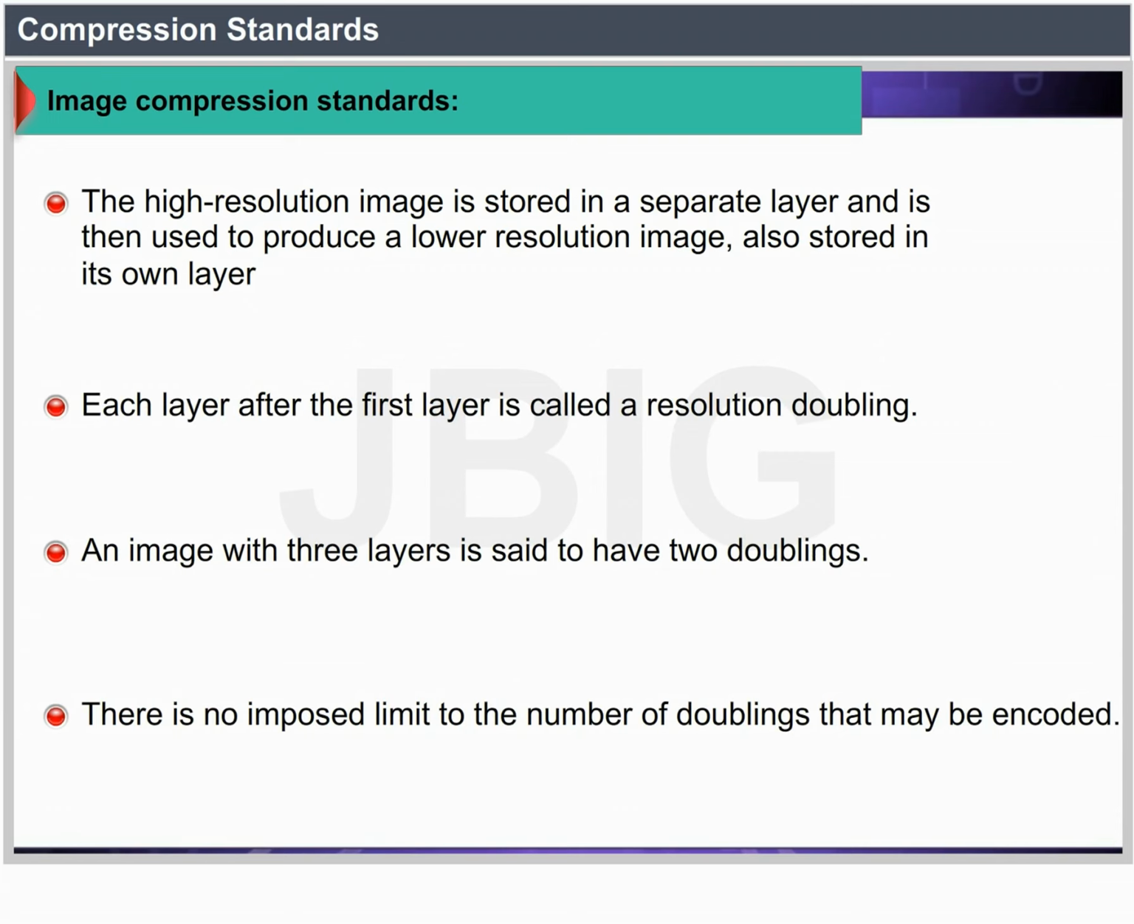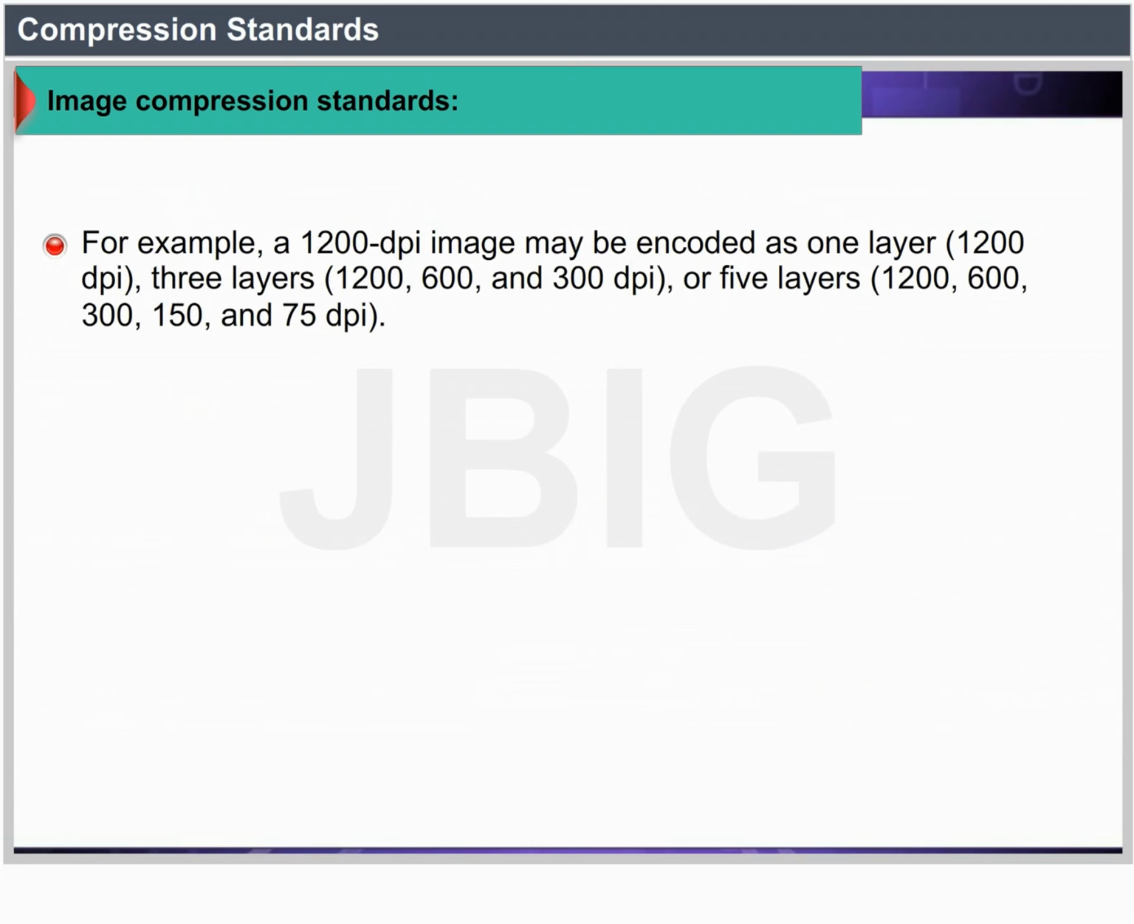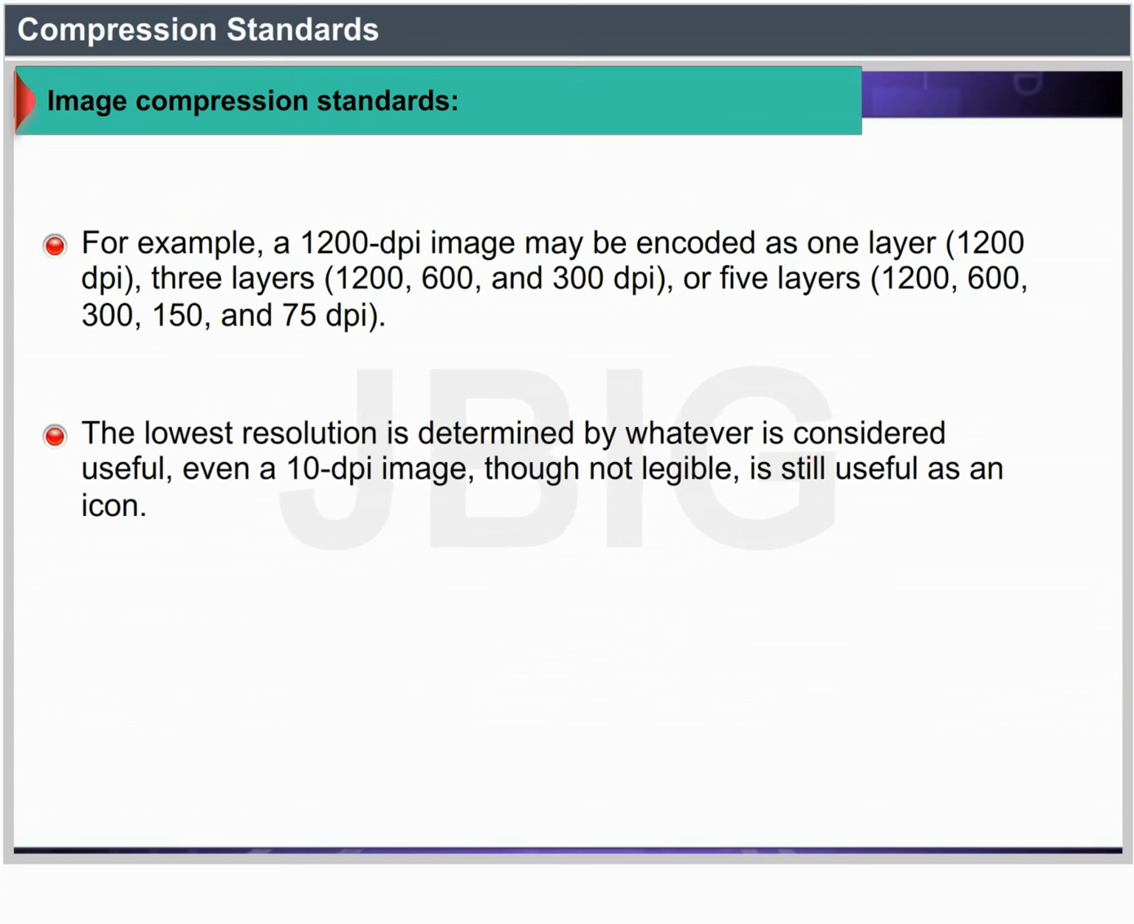For example, a 1200 dpi image may be encoded as one layer, 1200 dpi, 3 layers, 1200, 600 and 300 dpi, or 5 layers, 1200, 600, 300, 150 and 75 dpi. The lowest resolution is determined by whatever is considered useful. Even a 10 dpi image, though not legible, is still useful as an icon.